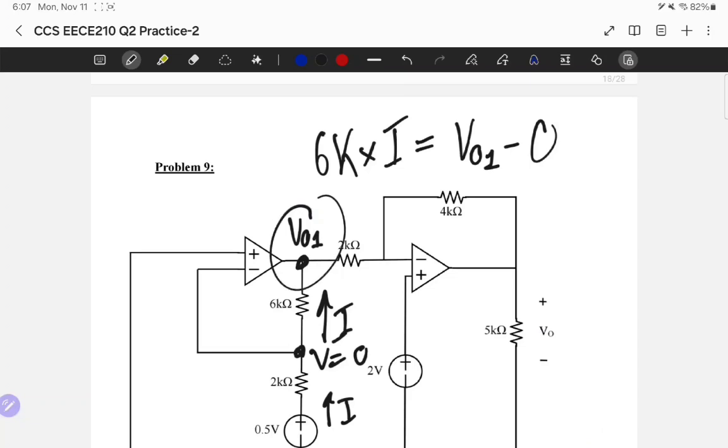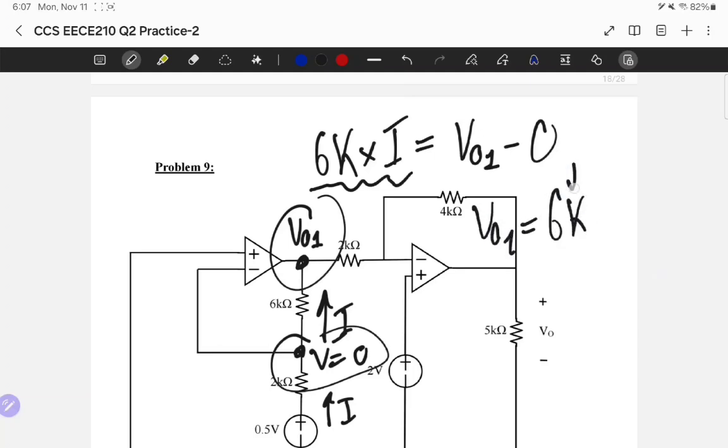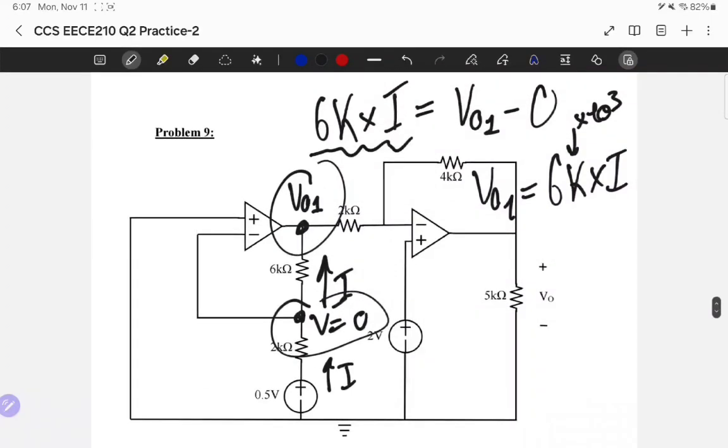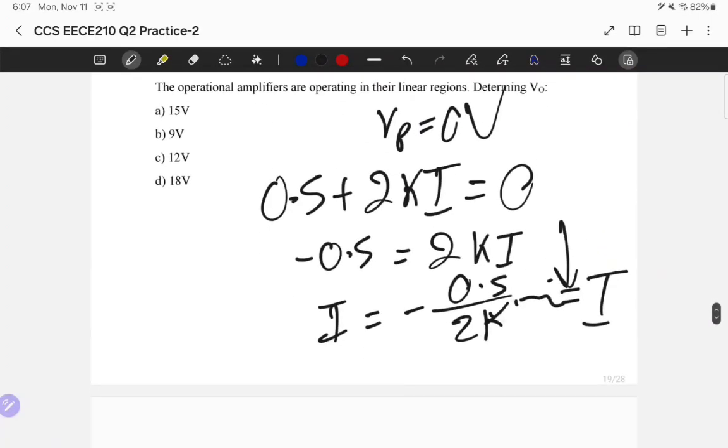The voltage difference between this and this is exactly equal to the voltage drop across the 6k ohm resistor, which is 6k times I. By voltage drop, I mean the voltage across the resistor, the voltage that the resistor takes. So VO1 is equal to 6k, so times 10 to the 3 times the current that I calculated in here, minus 0.5 times 2k. So do this calculation. So I guess if you multiply this by 6, you get 3 times minus 0.5.